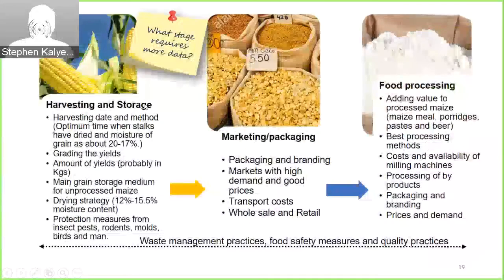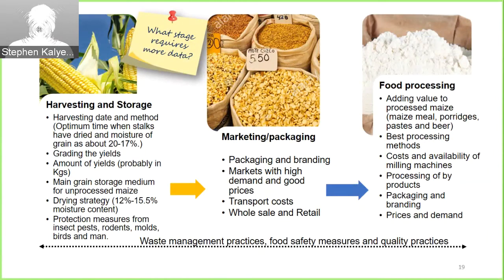So when we come to harvesting and storage, what does maize require? Maize requires an optimum moisture of 20 to 17%. This is harvesting. Before you do the harvesting, you need to measure the moisture levels. You need to know the grading. You need to grade your yields, okay? The amount of yields you've obtained, probably in kilograms, storage medium. How best can you store?